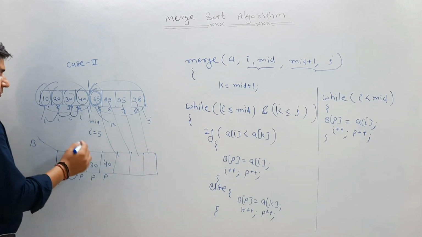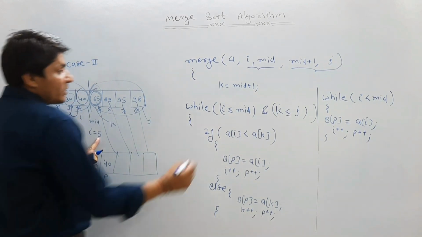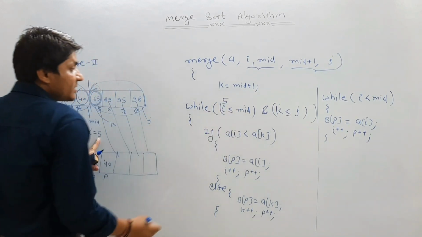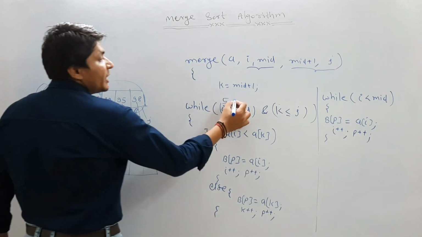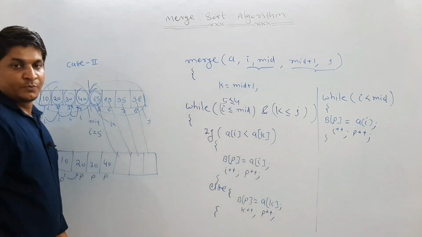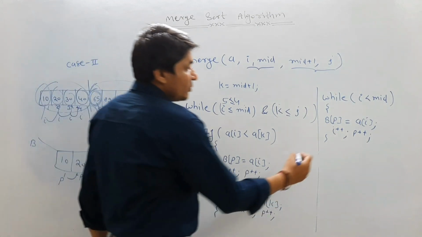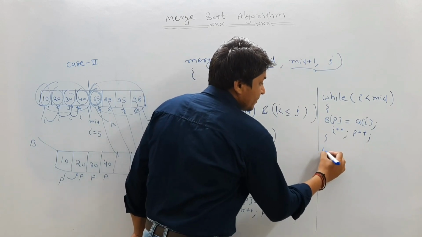But see, if you execute this code, this loop is not going to be executed. I is now 5, and what is the value of mid? Mid is 4. It means this condition is false, so this while loop is not going to be executed. So how do we copy the contents of the second sorted subarray? That is the reason we need to write one more while loop.